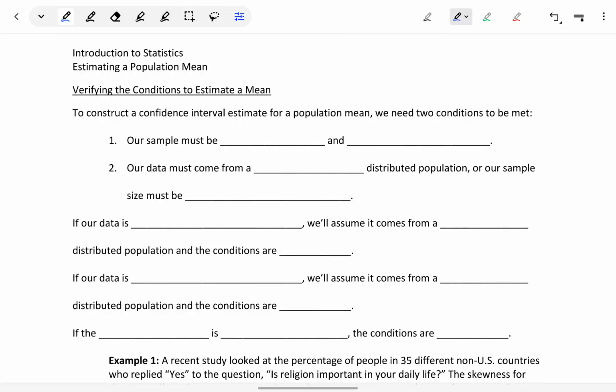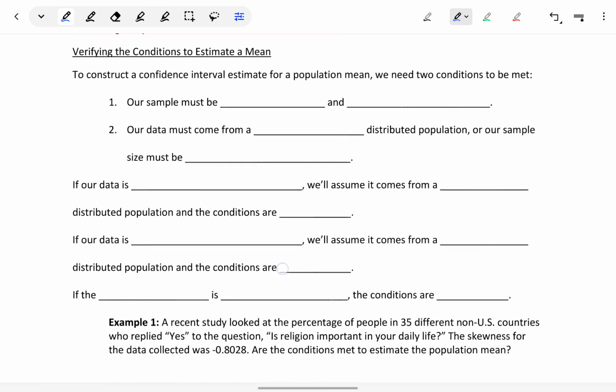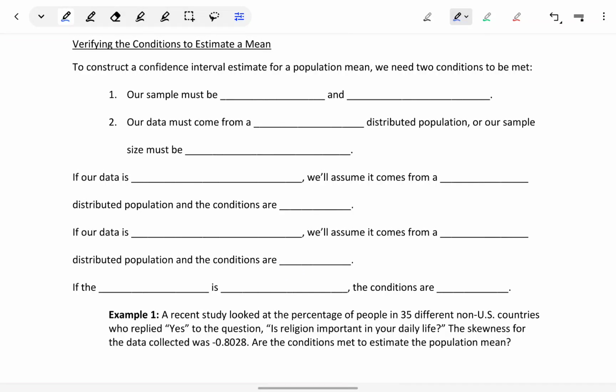We discussed the two possible cases that we have to consider for estimating a population mean, and how we'll primarily in this class only look at that second case. But regardless of the case, there are conditions that have to be met in order to be able to estimate a population mean at all. First, our sample must be random and independent.